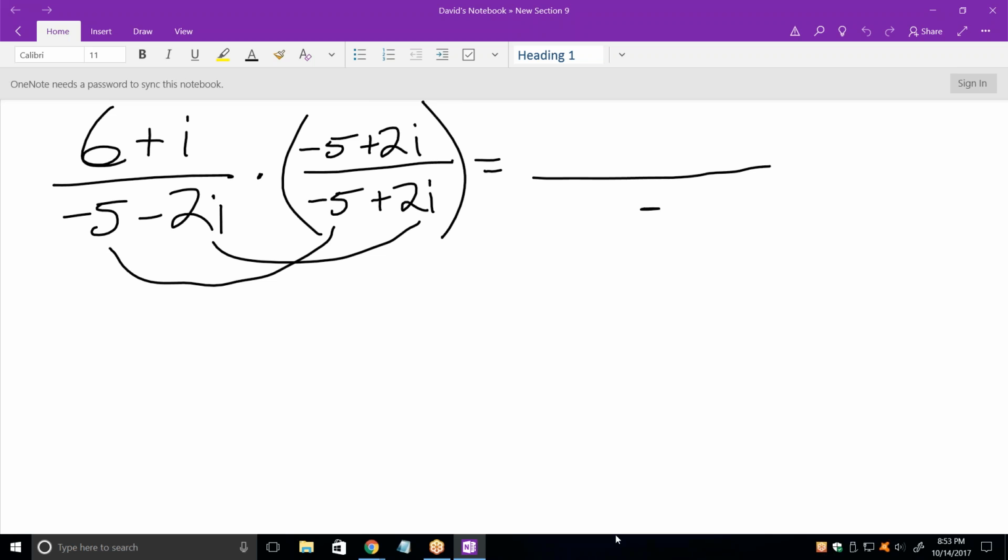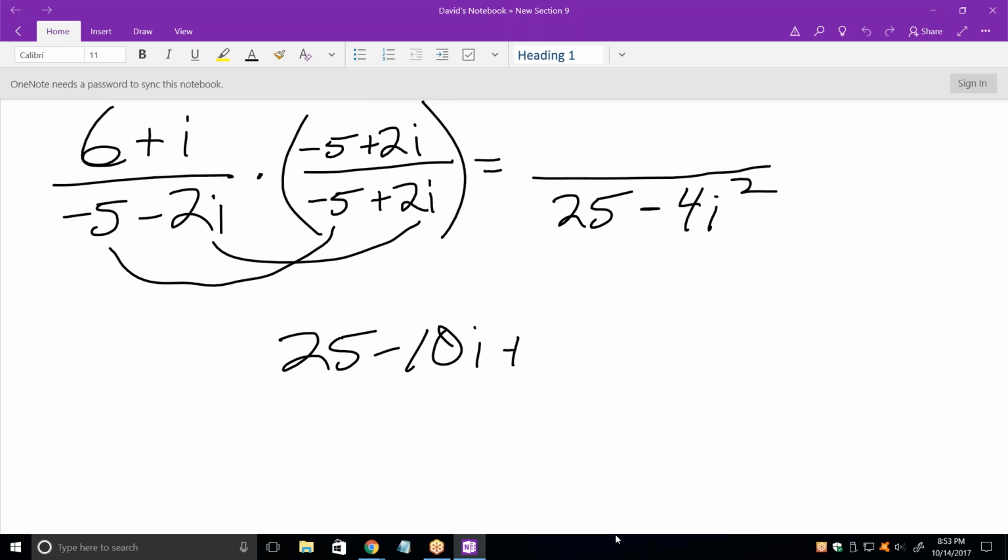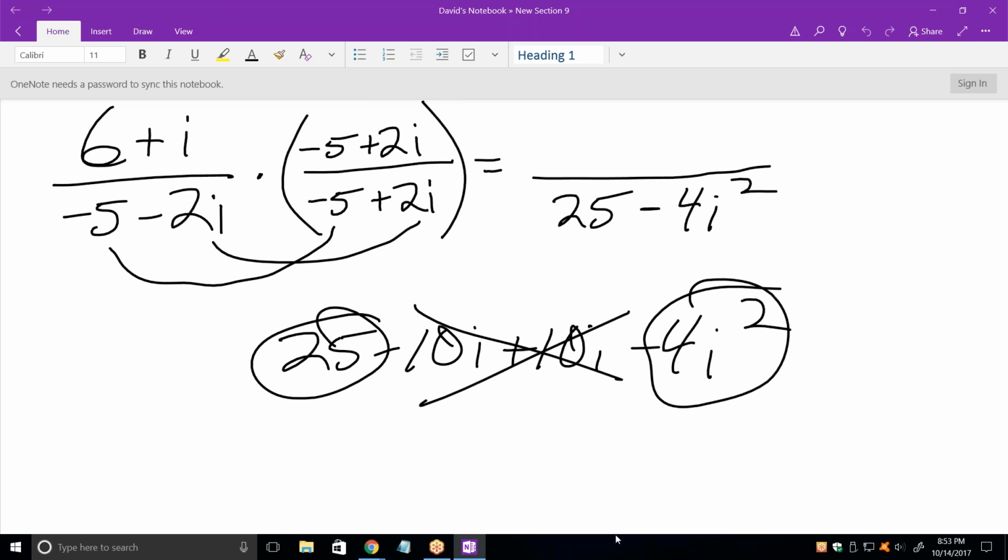So we have 25, right? And then we have a negative 4i squared. In other words, you always know that those two middle terms you would have gotten are going to cancel one another. And notice they would. I would end up with 25 minus 10i plus 10i minus 4i squared. These two terms always cancel. So what you end up with is difference of perfect squares.